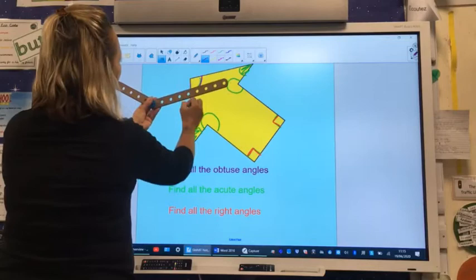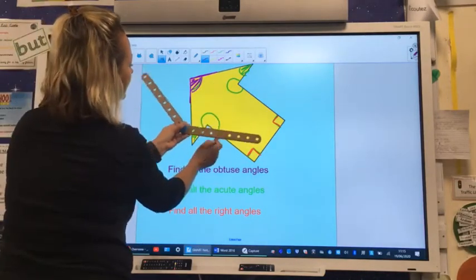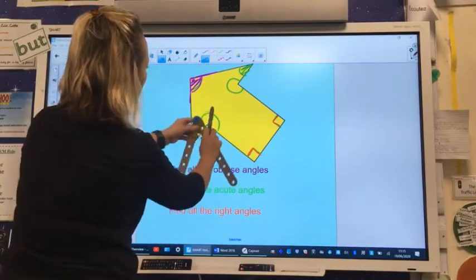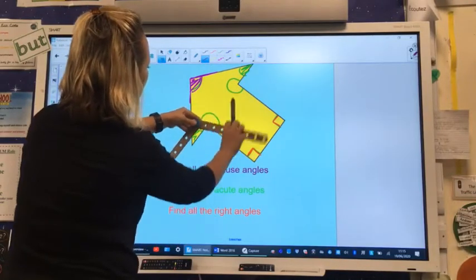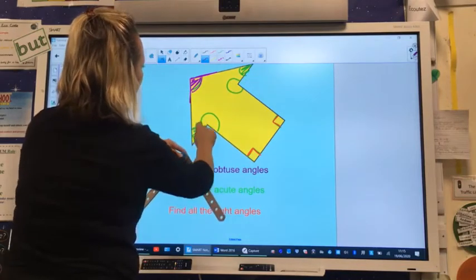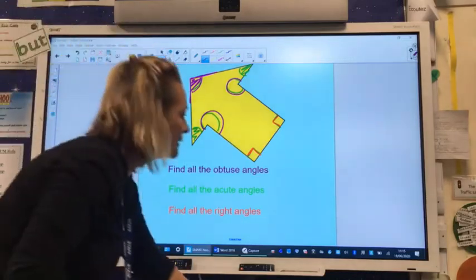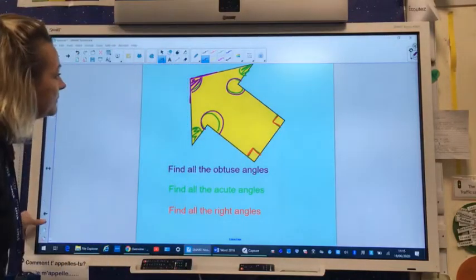That one's doing the splits. Look, you can see that's a bigger angle. And actually this one has done the splits. If you think about what that looks like, it's almost like it's done the splits and then gone round again. All the way around there, and the same with that. So we've got three obtuse angles on that shape.